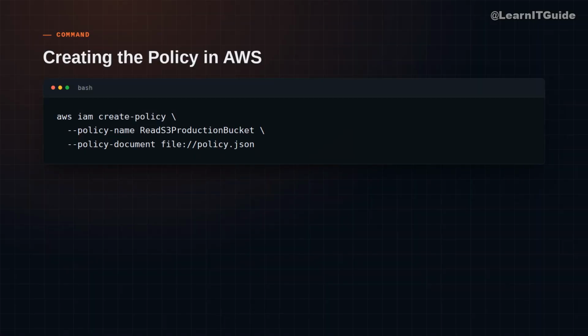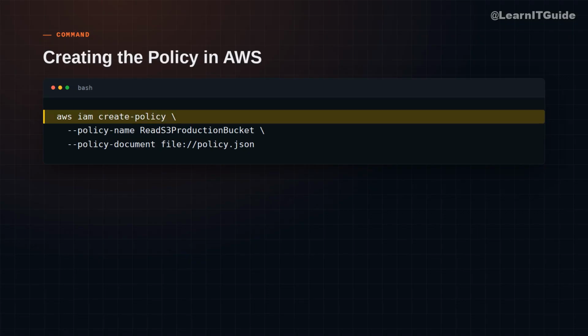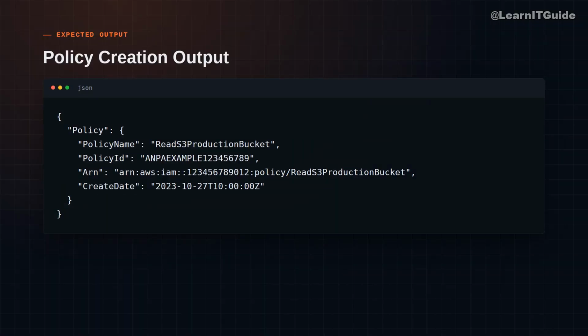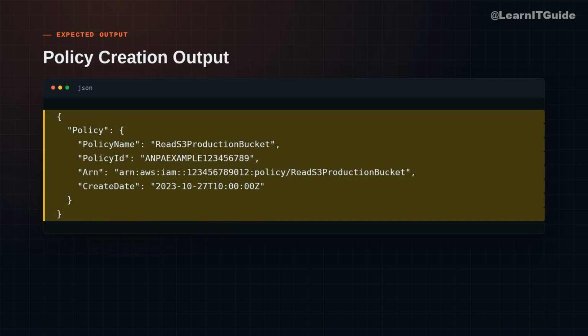Now we turn the JSON file into an actual AWS resource. We use the create policy command and point it to our file. This registers the policy in your AWS account, so it can be attached to any role or user later. The output confirms the policy is created. Note the Amazon resource name, or ARN. You will need this string to attach the policy to a role later. If you do not see this JSON output, check your credentials or your JSON syntax.